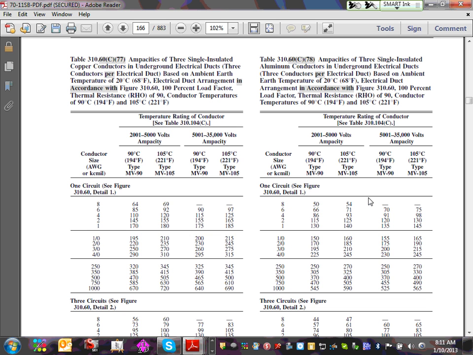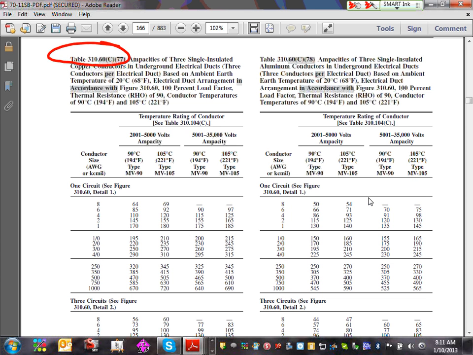So when you go to 310, let's just read about this table. This is the ampacity of three single insulated conductors covered in underground electrical ducts, 3 conductors per electrical duct based on an ambient temperature of this. So this is for 3 conductors in a conduit. That's perfect. We're coming from underground in a duct. So that matches what we do. That's why we use this one. So do me a favor, guys. Highlight this table. I know we used it before.